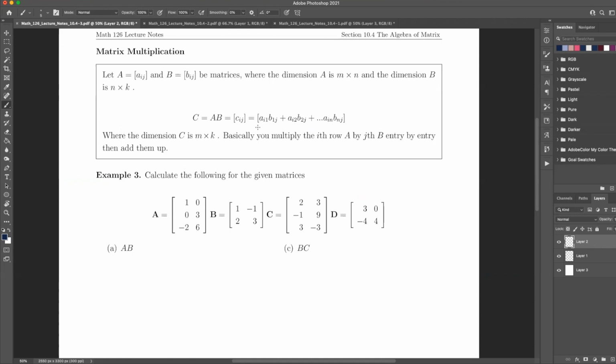Now this is really kind of confusing. What does it really mean? Let me translate it into more basic English for you guys: multiply the ith row by the jth column, entry by entry, and then add them up. Okay, and this is something easier shown than explained, right?